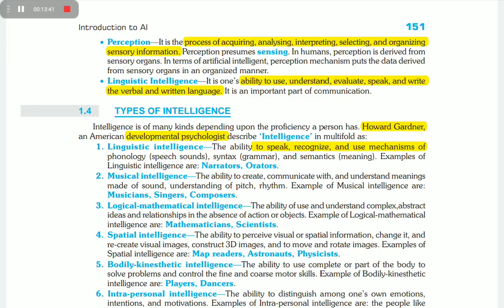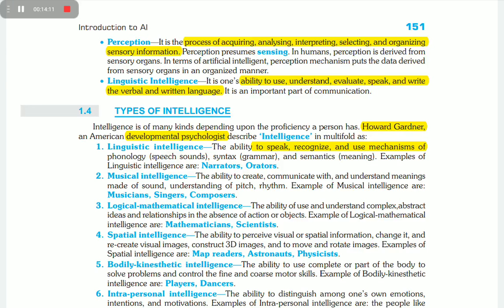Sense perception presumes sensing. Like we sense, we touch, we feel, we smell. These all are sensory information. Perception stores sensing. In humans, perception is derived from sensory organs like ear, nose. You all know about this. Very good. You are big enough to know about this.